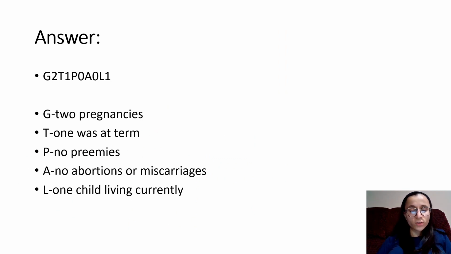So this would be the answer: G2, T1, P0, A0, L1. G2, because there were 2 pregnancies. T1 for term, because only 1 was at term. P0, there were no preemies, no abortions or miscarriages, and she has 1 living child currently.